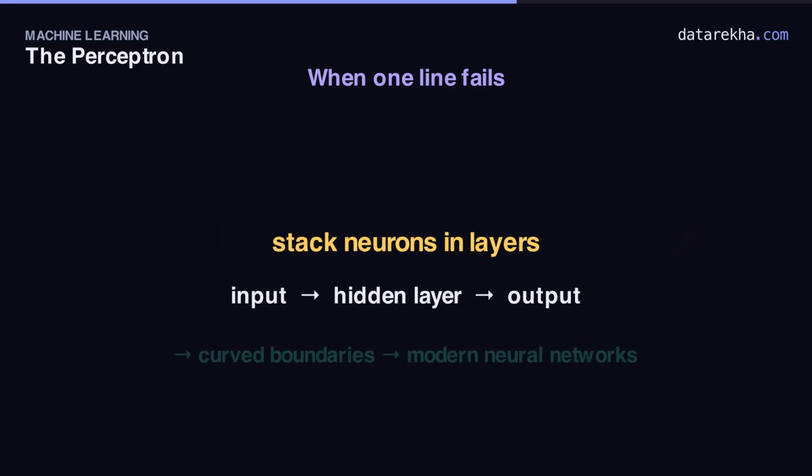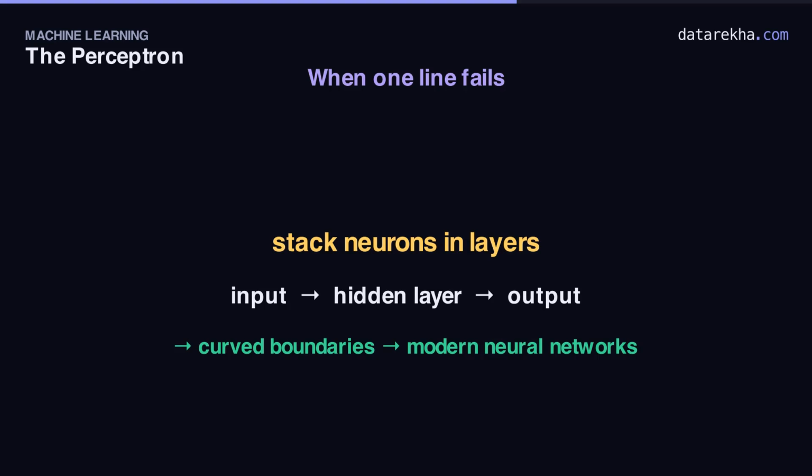The escape is to stack neurons in layers, feed several perceptrons into another. Two straight cuts can bend around a corner. Many layers can carve almost any shape. That single idea grows straight into the neural networks we use today.